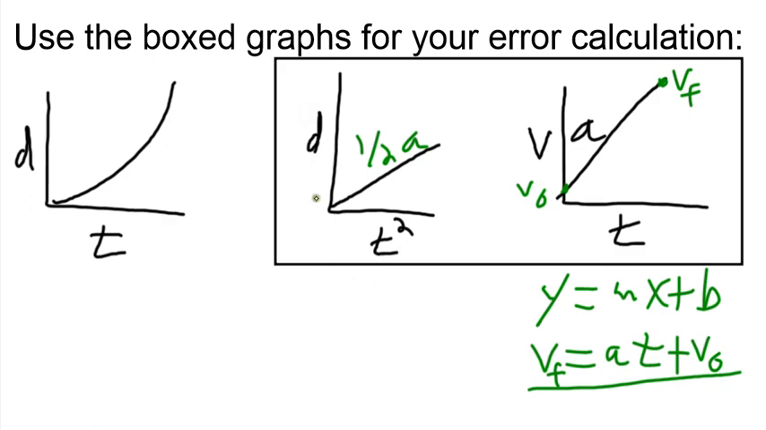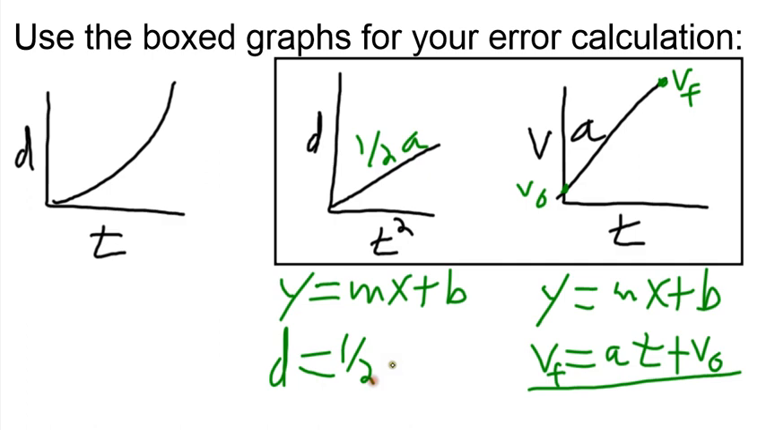Now, what I want to derive for you, though, is from here, we can see that we have another line, so we can again use our y equals mx plus b. And now we just do the same thing that we did before. Our y is our displacement, and that's going to be equal to our slope, which is 1/2 a, times our x variable, t squared, plus our y-intercept, which in this case is d0.